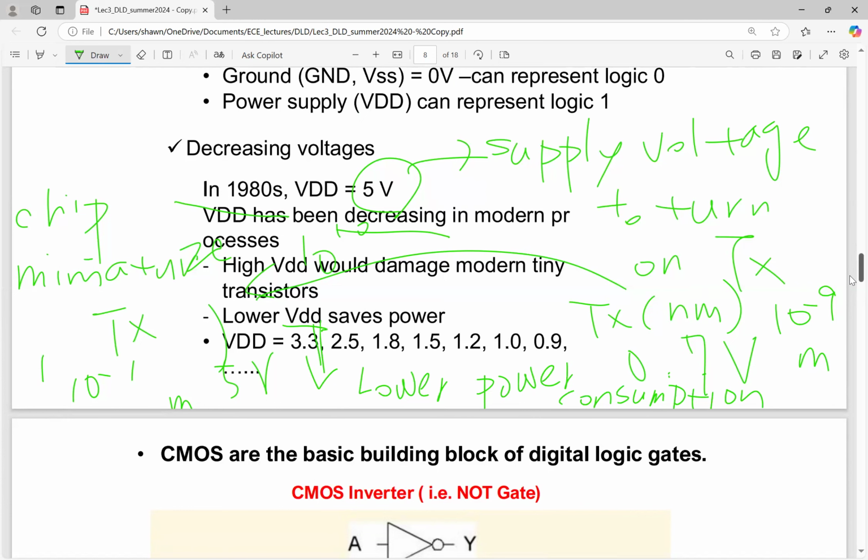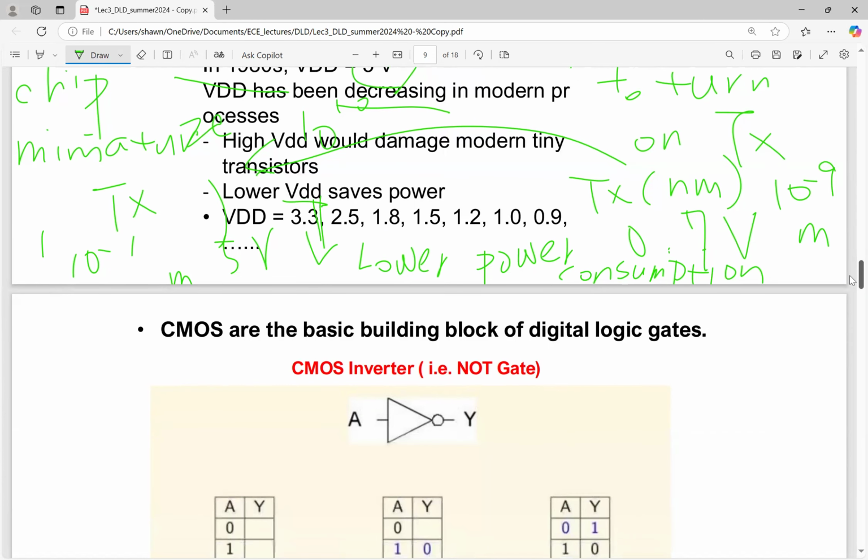So let's continue to the simple basic building block of CMOS, which is the CMOS inverter, in the next video.